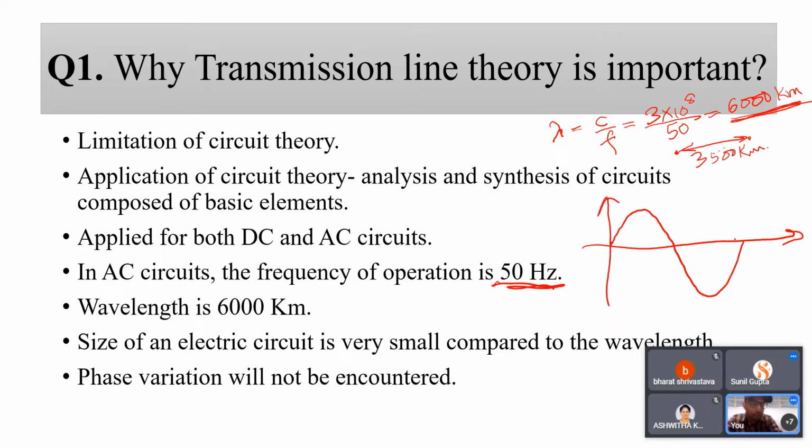Suppose this is the sine wave corresponding to 50 hertz, f equals 50 hertz. This wavelength will be around 6000 kilometers. Corresponding to this wavelength, the size of your electric circuit will be very small, almost like a point. So you will not get any phase difference between the input and the output.